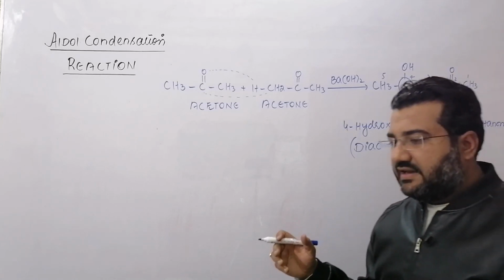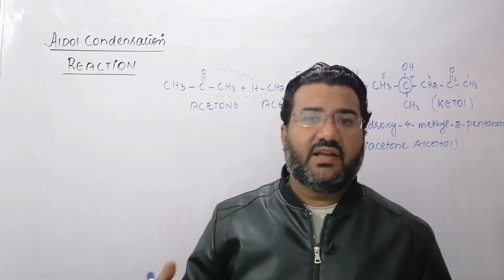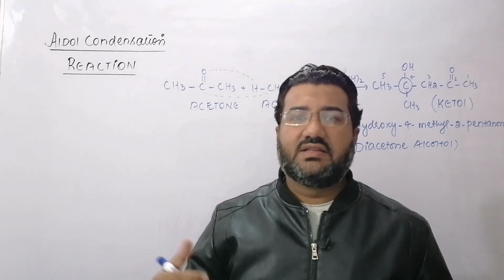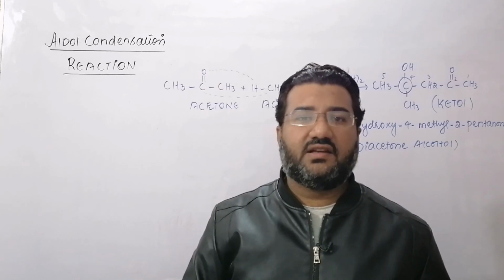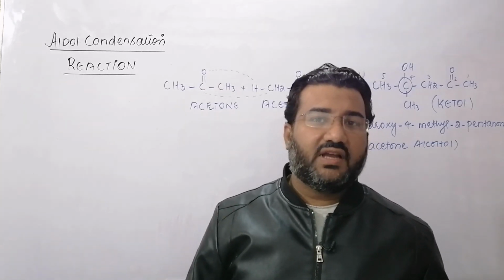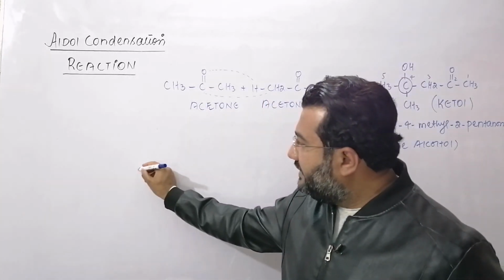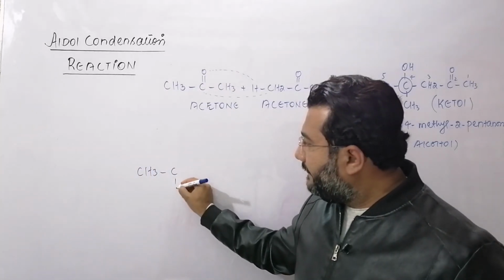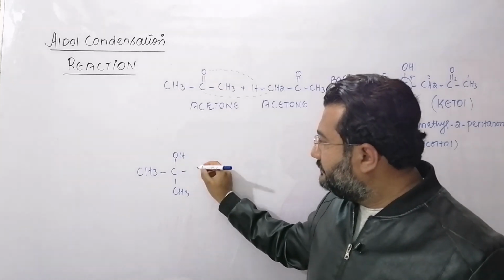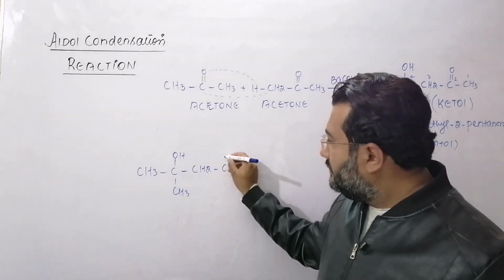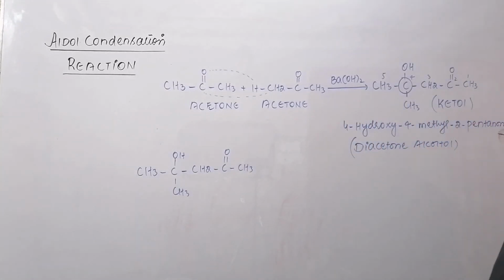Now dear students, the ketol is again stable in the basic medium, but when you heat it or provide it some dilute acid, then it will also undergo dehydration just like the aldol, and it will also form the alpha beta unsaturated ketone. Now let us see how this ketol gets dehydrated. This one is the ketol.